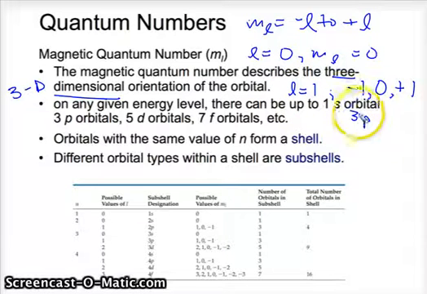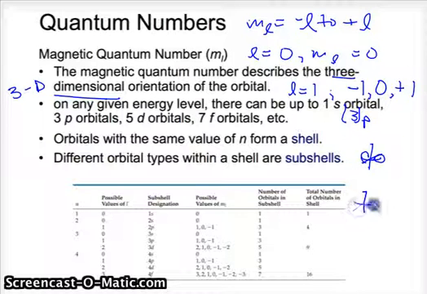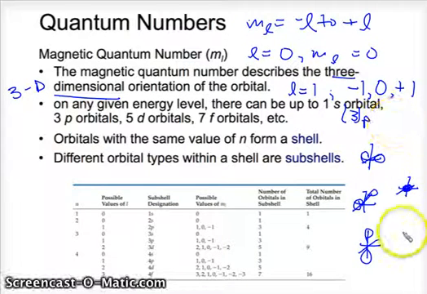And so there's 3 separate P orbitals. So 1, 2, 3. In other words, there's 3 different ways I can orient that orbital in 3D space. An s orbital, which is spherical, there's only one way to orient that, so that's why ml of l is 0. Kind of makes sense.